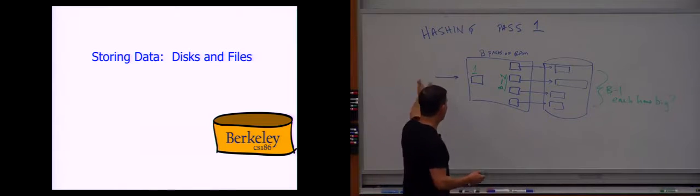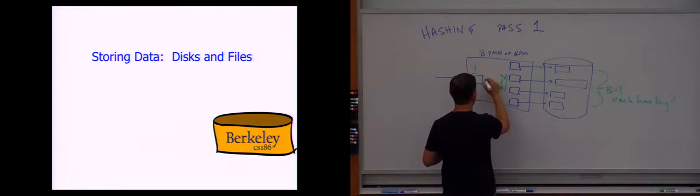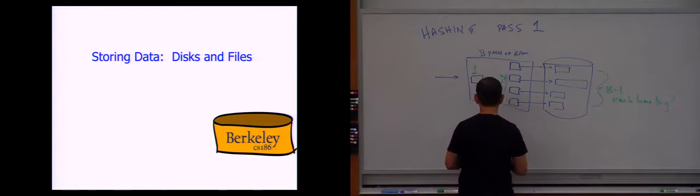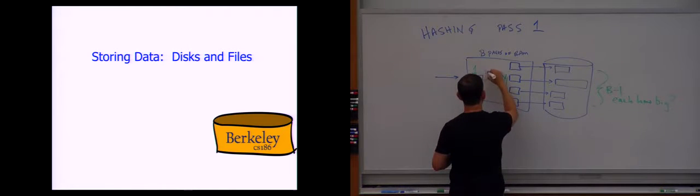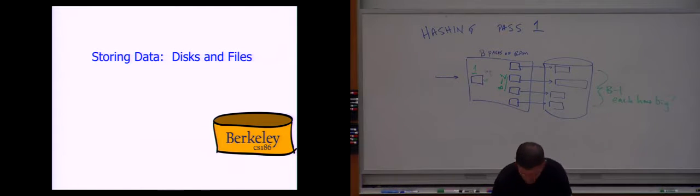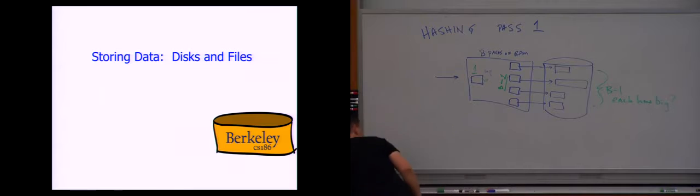So we've taken our input stream, we've used the hash function H sub P, and we've partitioned it into these different partitions. So H sub P tells us which partition to go to. This is the bad marker. Go away. Bad marker, bad marker.